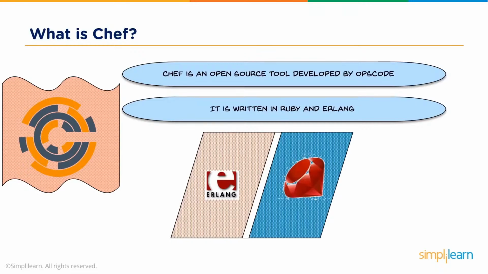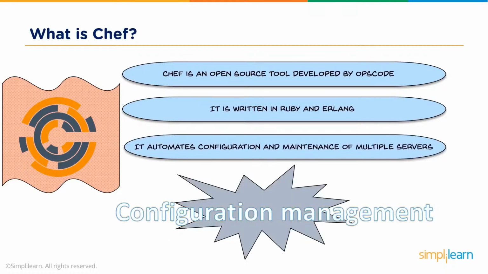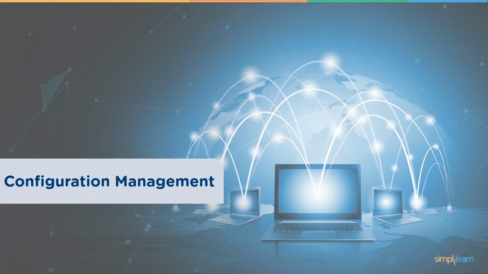So this is why, because Ruby and Erlang are both used to build Chef, but when it comes to actually writing the code in Chef, it's just Ruby. And these are the codes that are deployed onto your multiple servers and do the automatic configuration and maintenance. And this is why Chef is a configuration management tool. So I've used this term configuration management a couple of times.